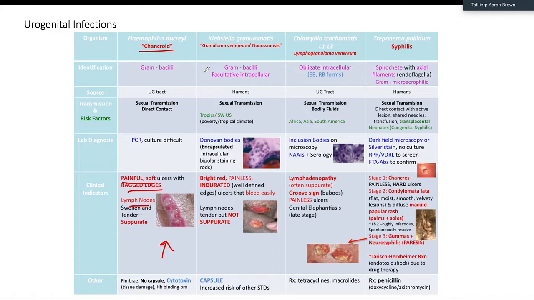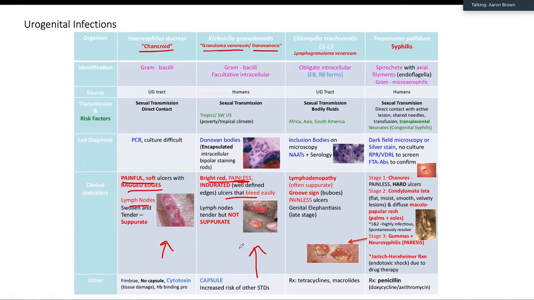Klebsiella granulomatis. Here we have a granuloma venerum. It's also called Donovanosis. Here what we look for is bright red, non-painful ulcers that bleed easily. So you look at this and you say, oh my God, that must be so painful. Actually, this one is not.